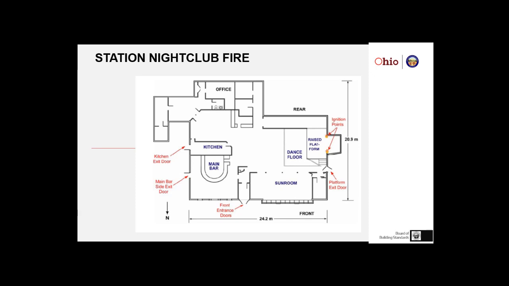Over to the right, you see the raised platform, and you'll see that there are two ignition points identified there. That's where the pyrotechnics were ignited. You'll see there's an exit here by the stage. This is the front entrance door where everyone went in. And again, that's the most familiar to people. They went into the club that way, and many of them tried to leave that way. There was another exit back here behind the main bar, and another exit back here by the kitchen. It's likely that those exits were not familiar to people.